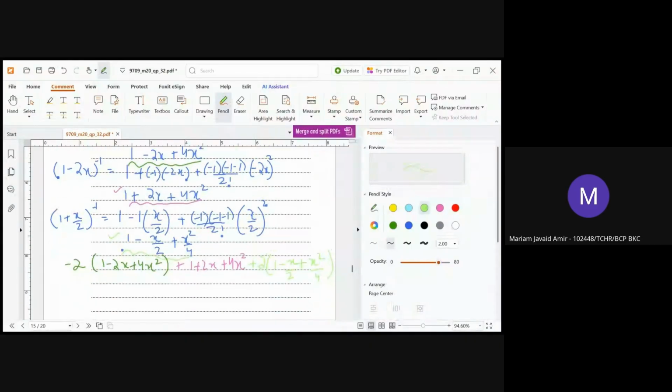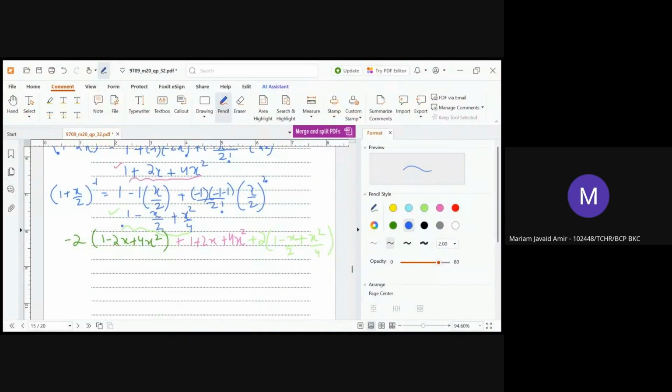Okay, now let's completely expand it and then simplify. We get minus 2 plus 4x minus 8x squared plus 1 plus 2x plus 4x squared. Now we double everything in the last bracket: 2 minus x plus x squared over 2.